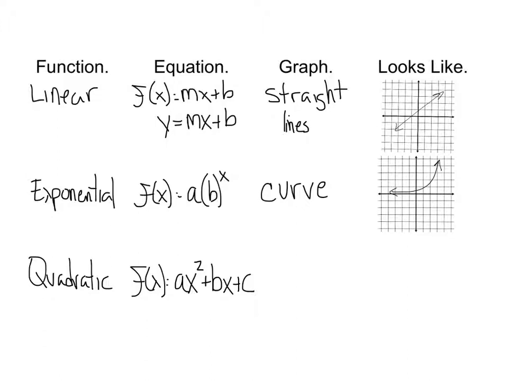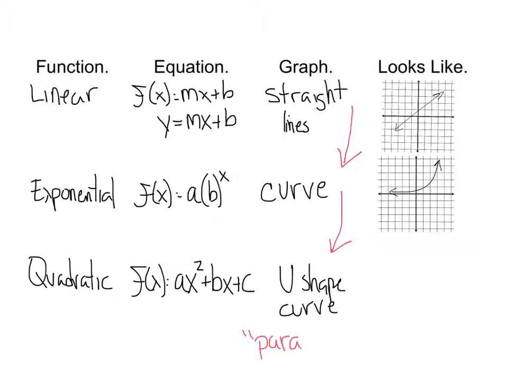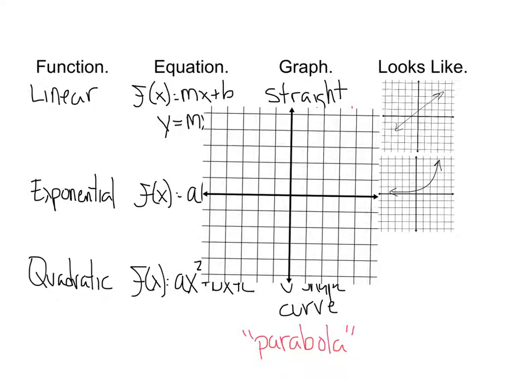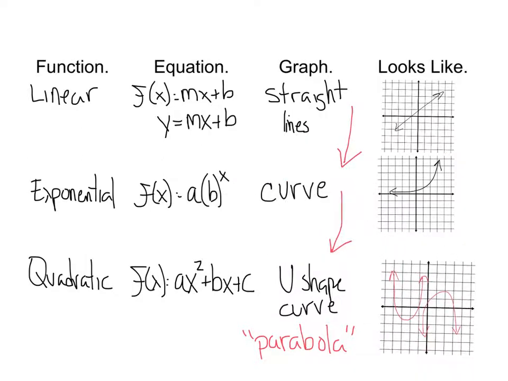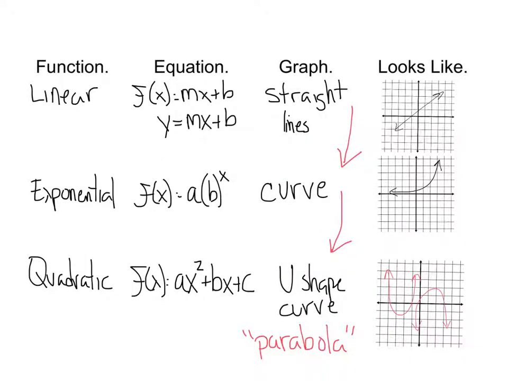And if we think about the graph, we can see maybe a little bit of a progression from straight lines to curve, and then maybe from a curve to something new. In this case, what we're really looking for is a special curve. In fact, it's a U-shaped curve, and this U-shaped curve has a special name. It's called a parabola. When we look at the graph, it's going to look like a U-shaped curve, for example this one, or maybe even this. And so that's our third function that we'll be dealing with, these quadratics.